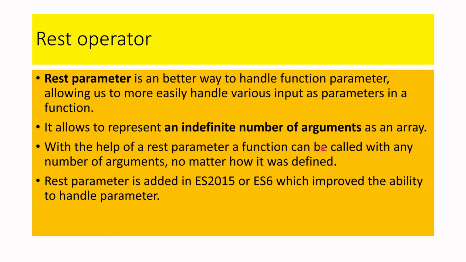With the help of the REST parameter, a function can be called with any number of arguments, no matter how it was defined, right? The REST parameter was added in ES6 in 2015, which improved the ability to handle parameters. If you have a list of function arguments, you can merge it into an array, right?